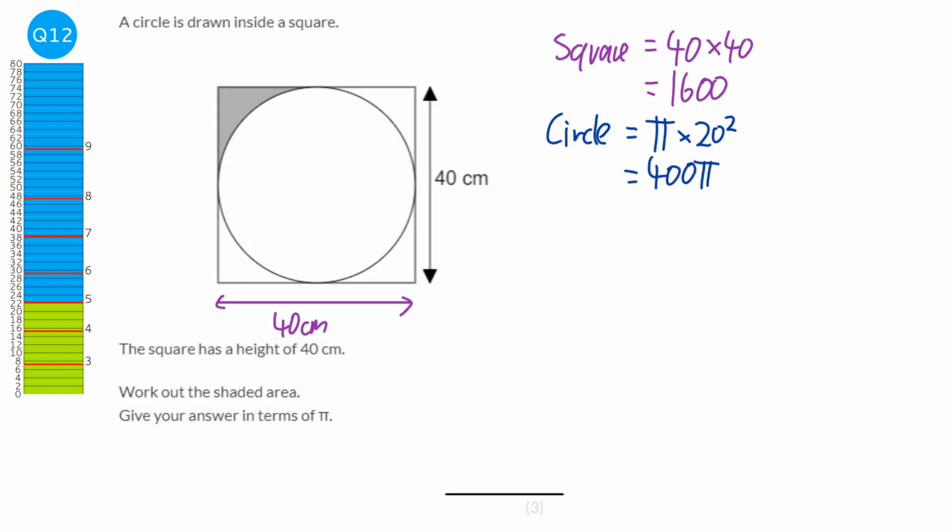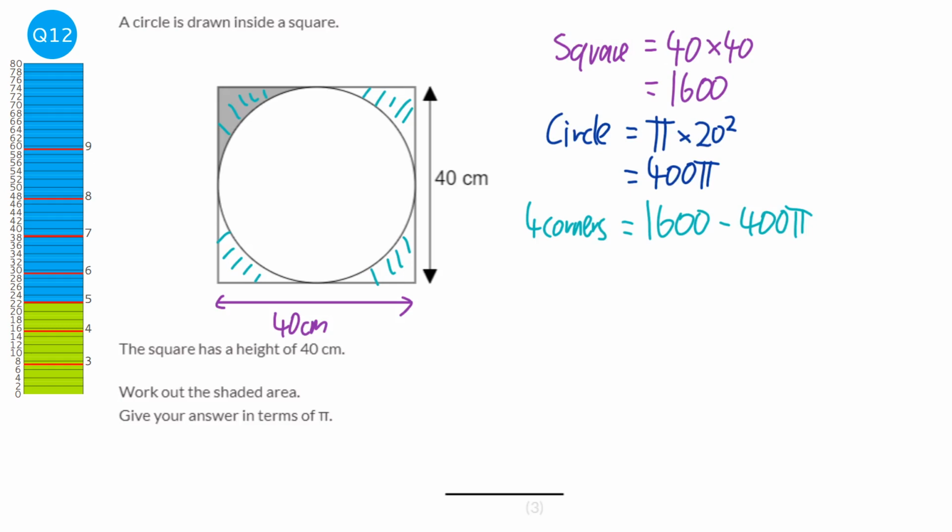Now next we're going to work out all of the corners, so that includes these 3 here and this one. So I'll say 4 corners, just to try and explain to the person marking my exam what I'm doing. And to do that, we're just going to do the square take away the circle. So 1,600 take away 400 pi. Now we can't actually do anything more than that. That is our answer. So we just leave it at that.